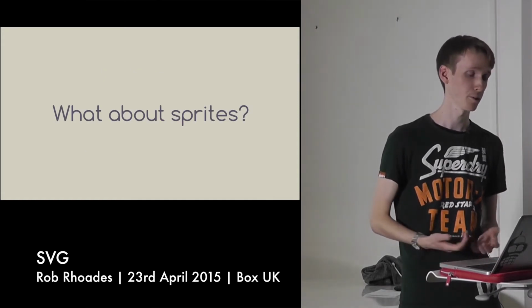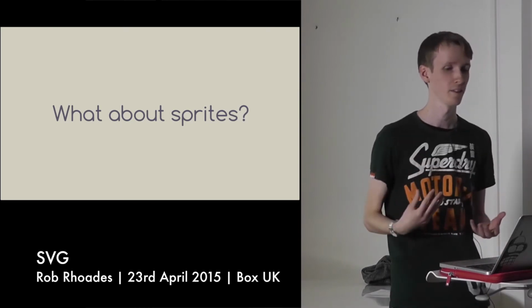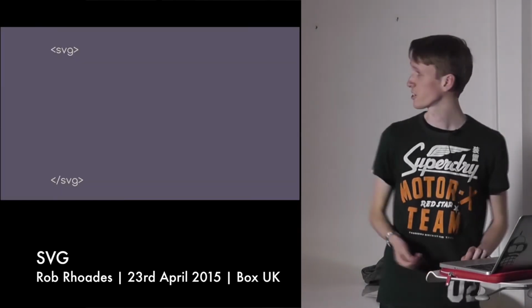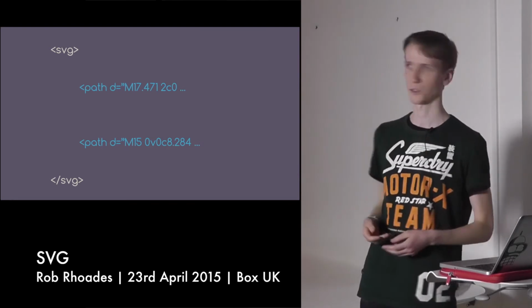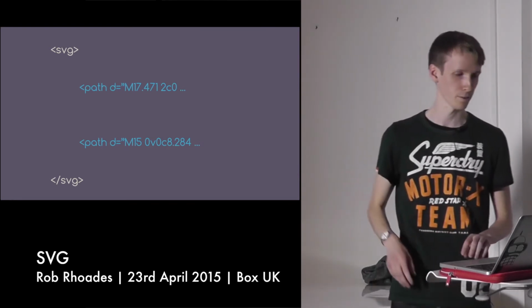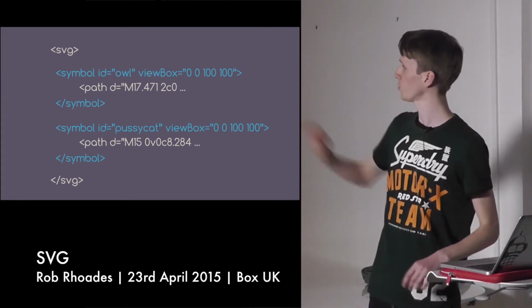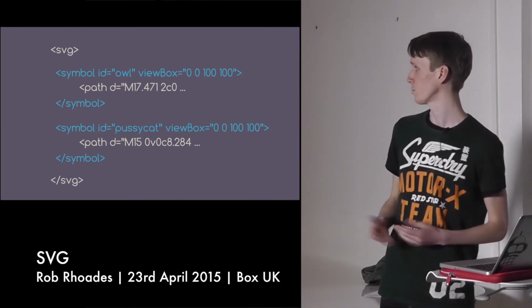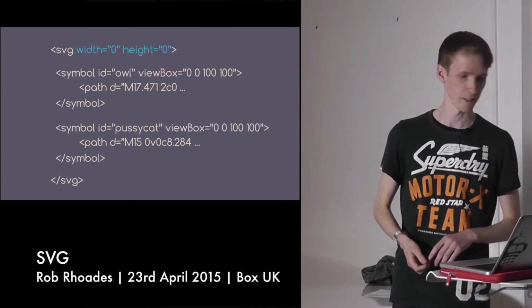You may also be wondering, what about sprites? We used to put all our images into sprites. So, can we do that with SVG? Well, sure we can. If we start off with our SVG block, and we add our SVGs. Here I've got, imagine, two different pictures or icons, and then we wrap them in symbols. The top one I've wrapped in a symbol and called owl, and the bottom one I've called pussycat, because that's what those paths could be, maybe. They're not, but they could be.